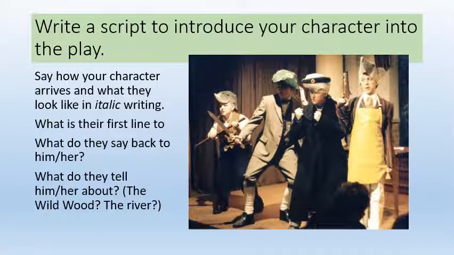Now, remember yesterday, the character that you were, where you wrote your first person account of the Battle for Toad Hall? Well, I want you to be that character again today, and you're going to write a piece of the play that doesn't exist, so it doesn't have to be like anything in the play already. And I want you to say how your character arrives and what they look like in italic writing. What is their first line to whoever it is that they speak to? That's all entirely up to you. And what do they tell him or her about? The Wild Wood, the river, what? So I'll go to the next slide, and I've done an example for you.